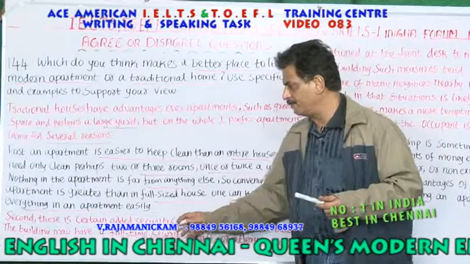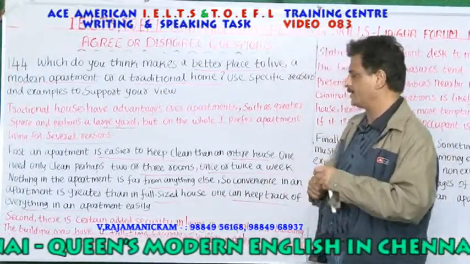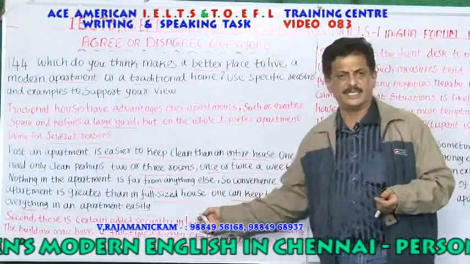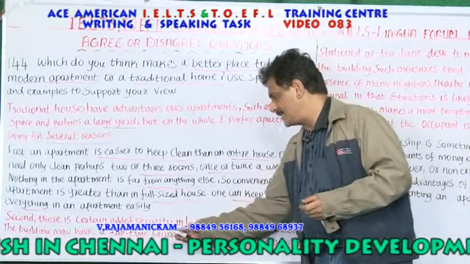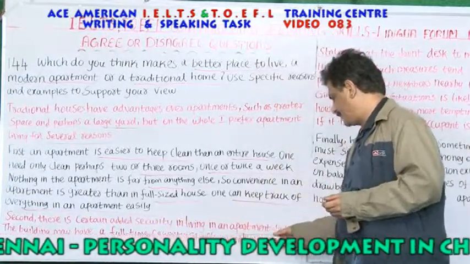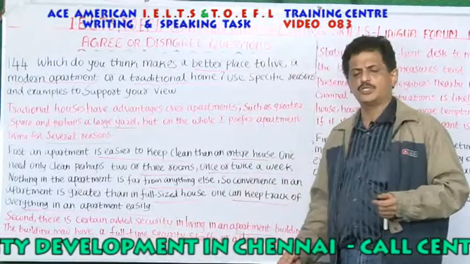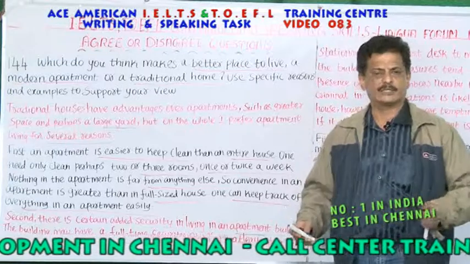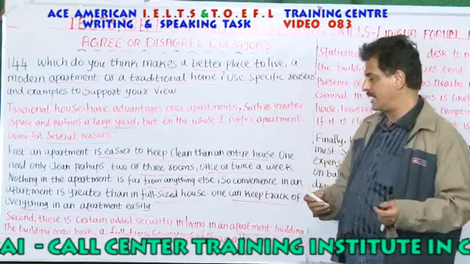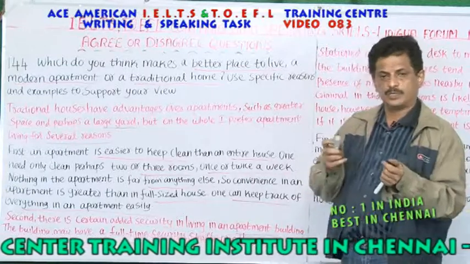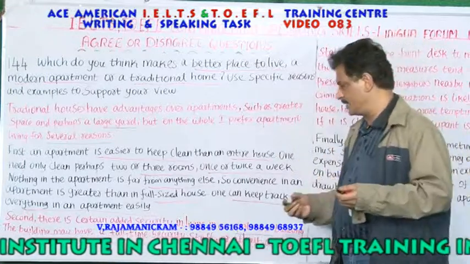Then he comes to the second point: there is certain added security in living in an apartment. So after maintenance or cleanliness, he comes to the point of security. There is certain added security in living in an apartment building. The building may have full-time security. Almost all the apartments have security with cameras, and all the visitors, whoever comes inside the apartment, have to put their signature and go inside.